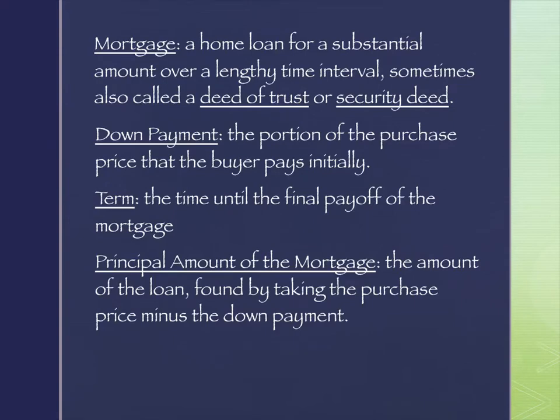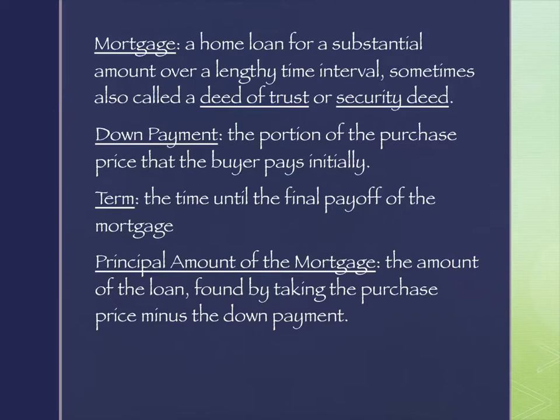Mortgage. A mortgage is simply a home loan for a substantial amount over a lengthy time interval. It has some other names. It's also called a deed of trust or a security deed. So they all mean the same thing. It's an installment loan. It's just a big installment loan, so it has some caveats to it that others don't.